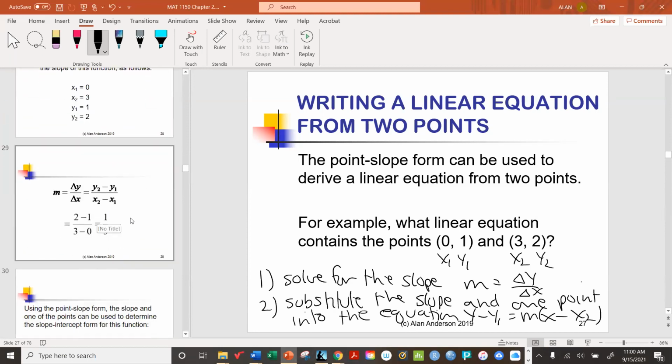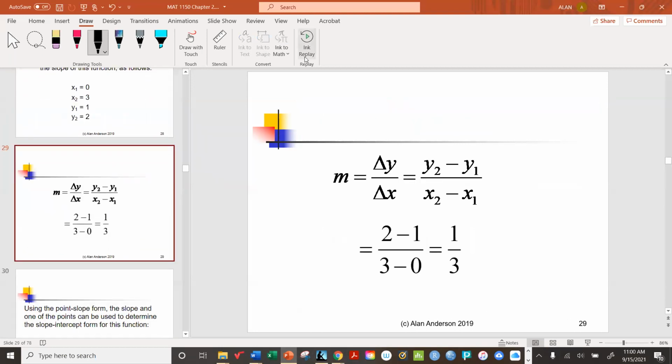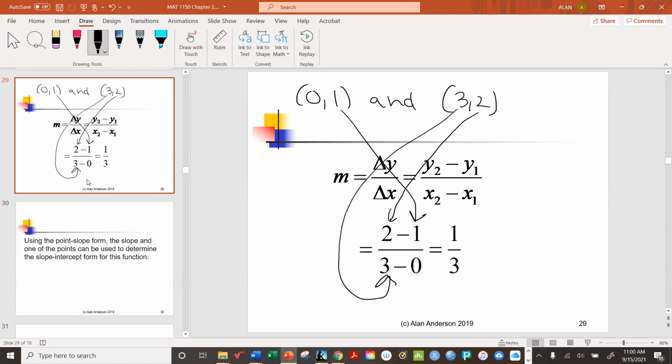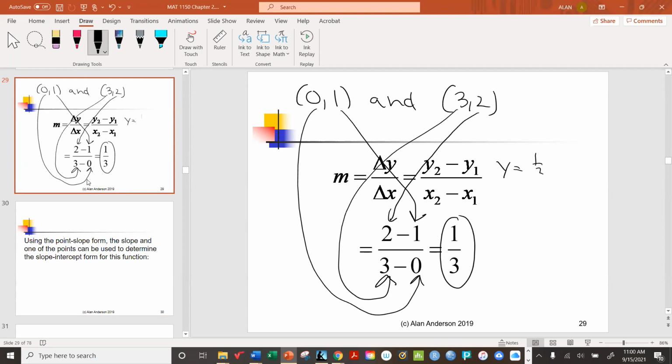So for example here, remember the points are 0, 1, and 3, 2. So that means that delta y is the difference between y2 and y1. The denominator is x2 minus x1. So we've got 1/3 is our slope. So now we know that y equals 1/3 x plus b.